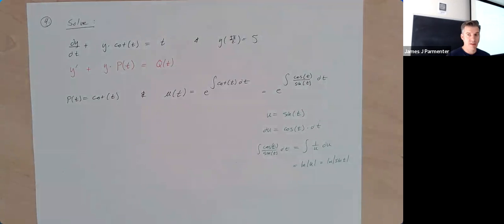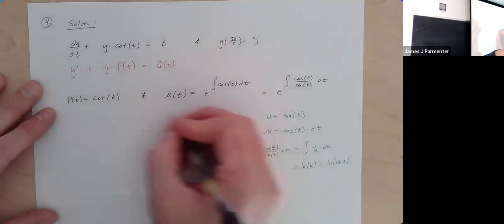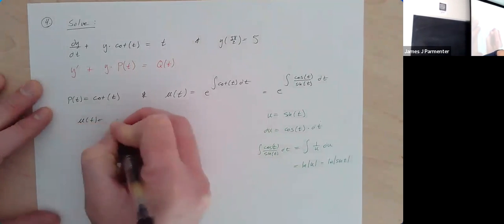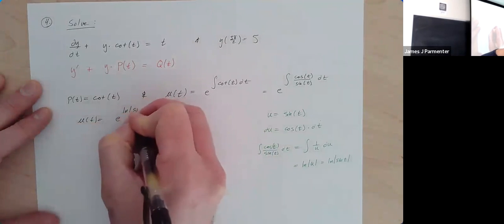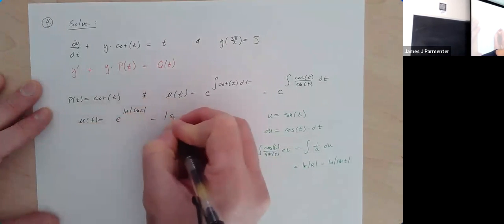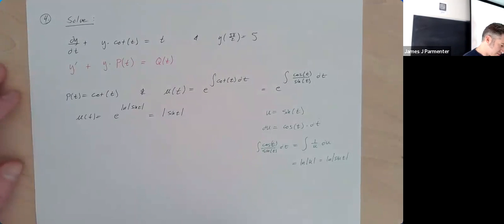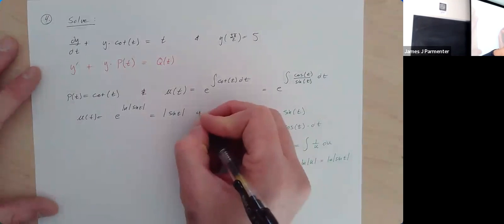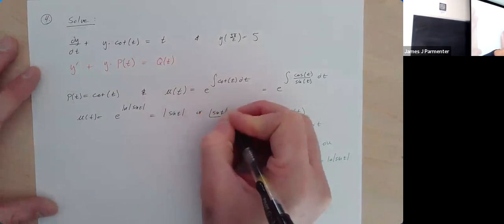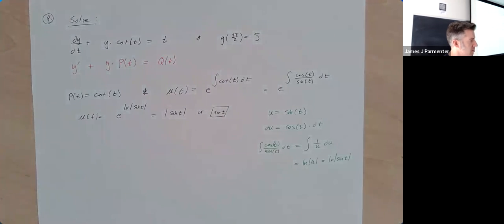It is not uncommon to see integrating factors where you get e to the natural log of something, so that the e and the natural log undo each other and you just get the function. So here, our integrating factor ends up equaling e to the natural log of the absolute value of sine of t, which is just going to be the absolute value of sine of t. And I guess actually, no, I'm just going to say just sine of t. We're just going to ignore the absolute value.